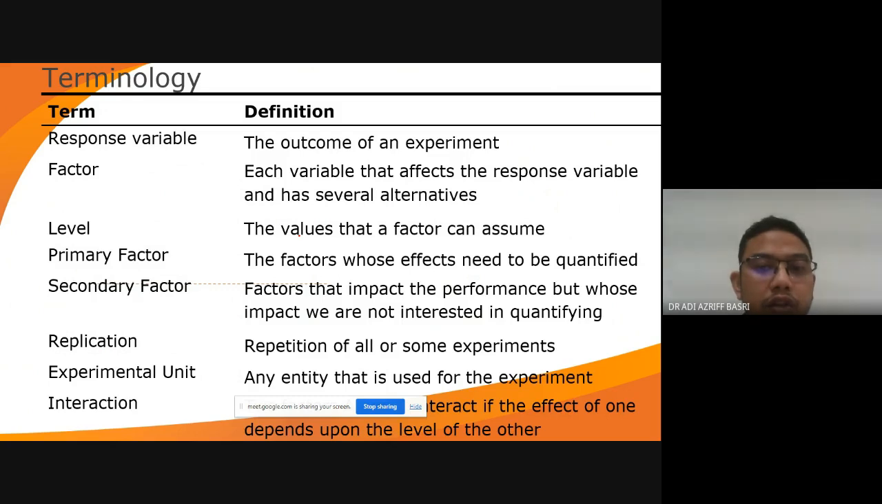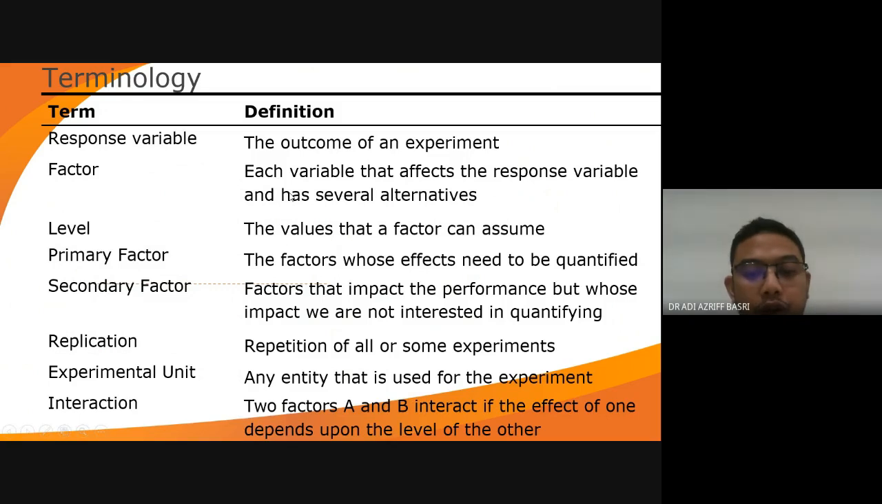Then there is the level, which is the value that a factor can assume. So you have a factor, and how many levels: 1, 2, 3, or more. The primary factor is the factor whose effect needs to be quantified. A secondary factor is a factor that impacts the performance, but whose impact you are not interested in quantifying. Third is replications, the repetitions of the experiment. Experimental units are any entity that is used for the experiment. Then interactions.